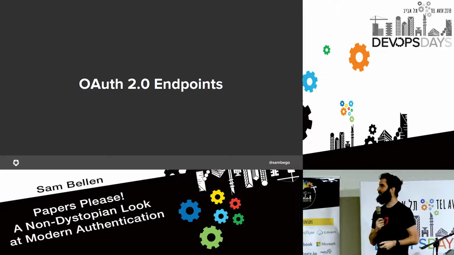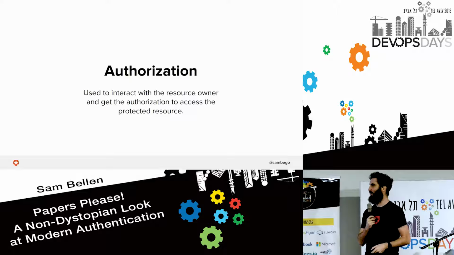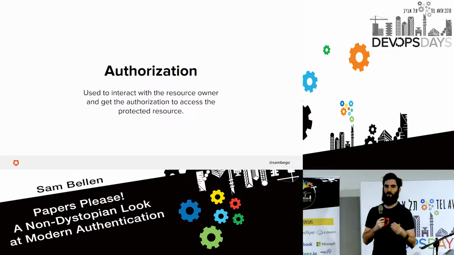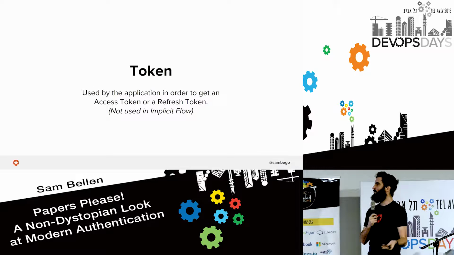All right. Next up, OAuth 2.0 endpoints. There's two. The first one is an authorization endpoint. It's used to interact with the resource owner to get authorization and to access a protected resource. Basically, when you start the authorization process, you're going to hit this endpoint and you'll get a code back. Using this code, you can access tokens. And this can be an access token or a refresh token.